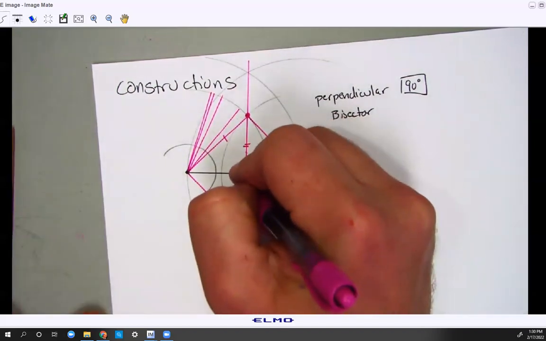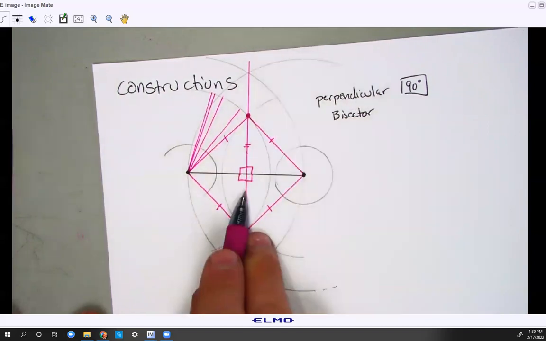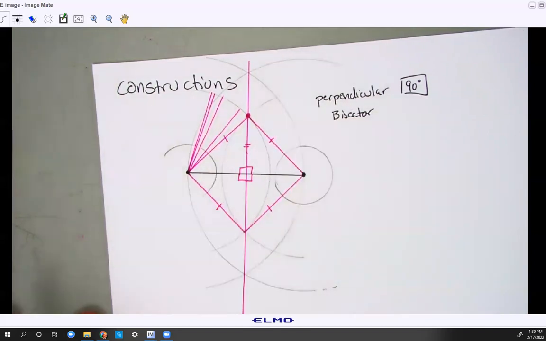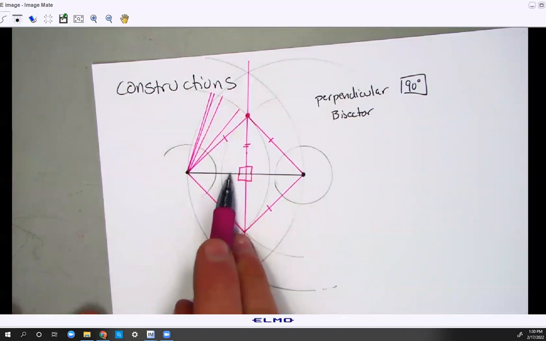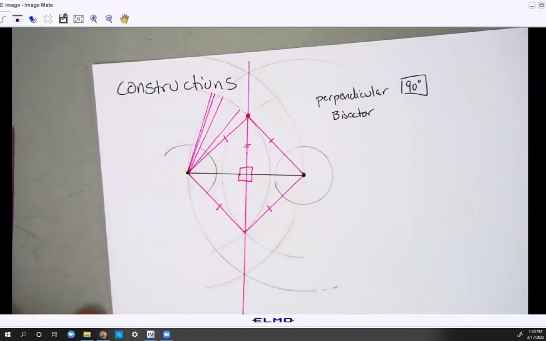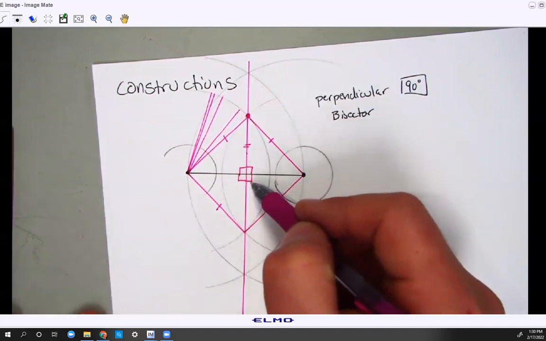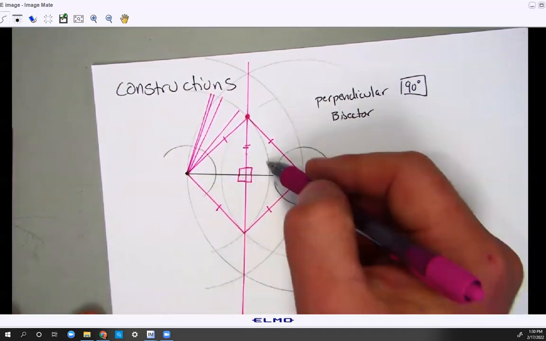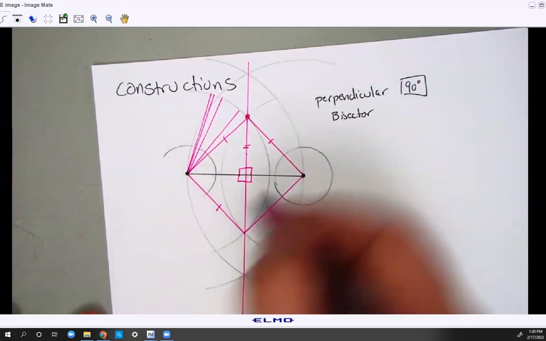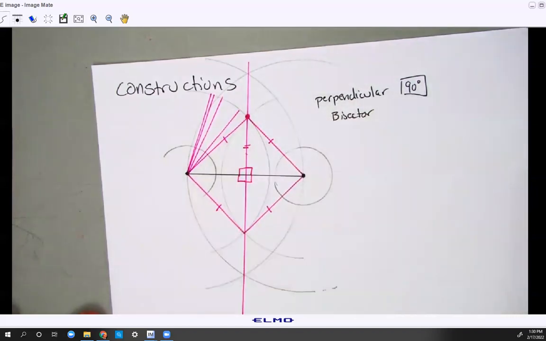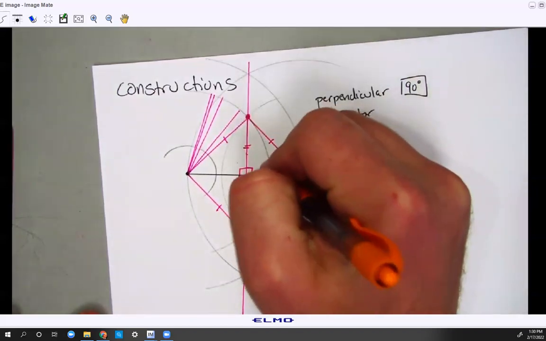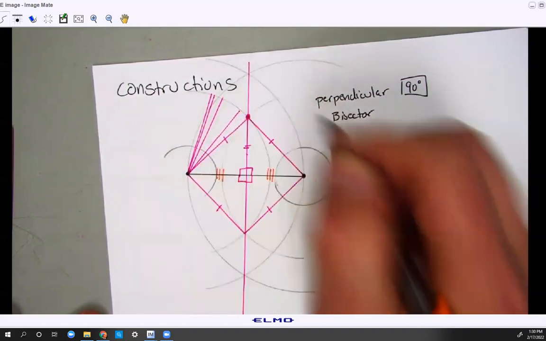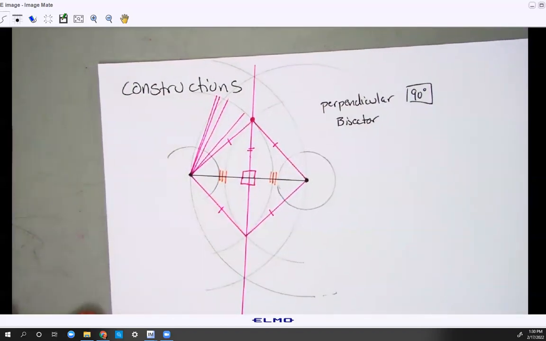And it has to be 90 degrees because we created 4 congruent triangles. And if a full circle is 360 degrees, then each angle has to be a quarter of that. They each have to be 90. So we've created 4 triangles that are equal to each other. And if these 4 triangles are equal to each other, then this side will be equal to this side. So this is a perpendicular bisector.